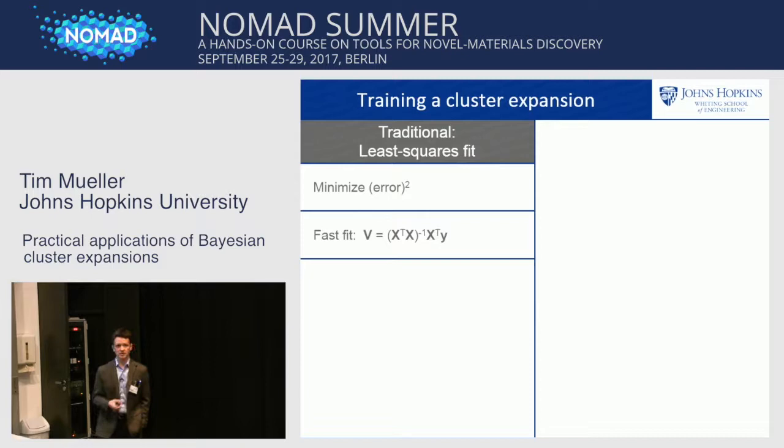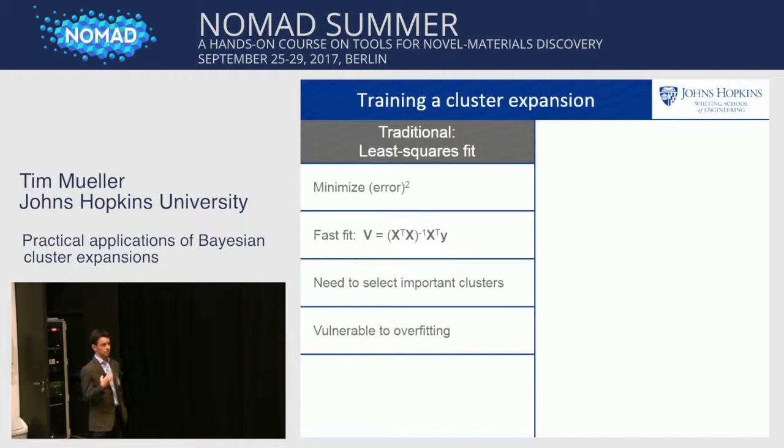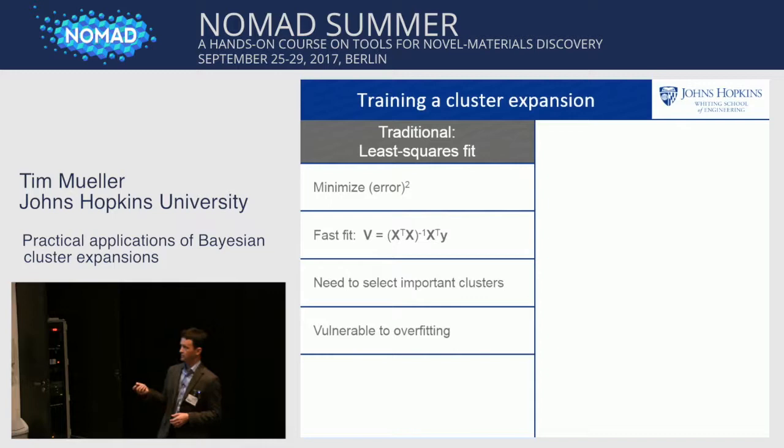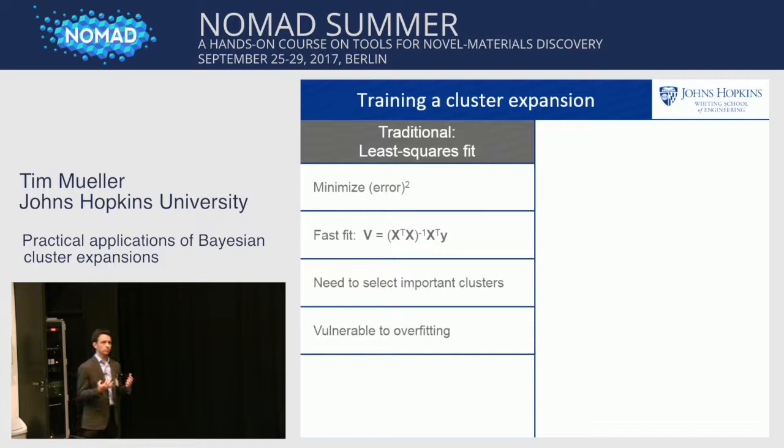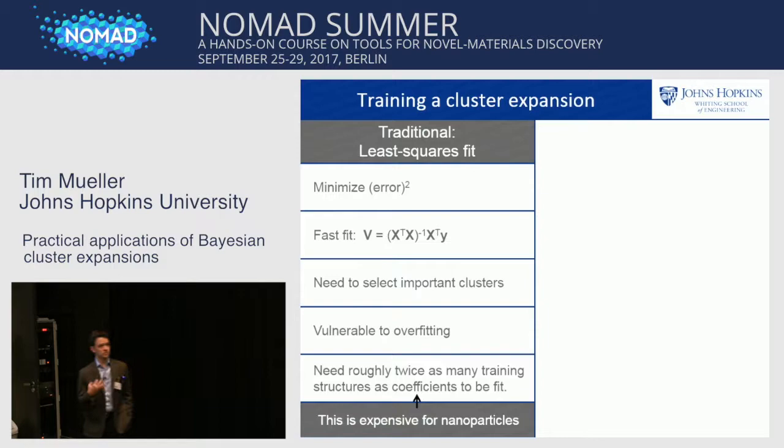You need to select which clusters you include in the fit. And actually, historically, a lot of the effort in cluster expansions has gone into this, trying to figure out how do we decide which clusters are in, which ones are out. In part because there are so many different combinations of clusters you can choose, this is vulnerable to overfitting. It's fairly easy to overfit your data when doing a least squares fit. To get around this, in practice, you need to have roughly twice as many clusters or structures in your training set as you have distinct ECI that you need to learn.